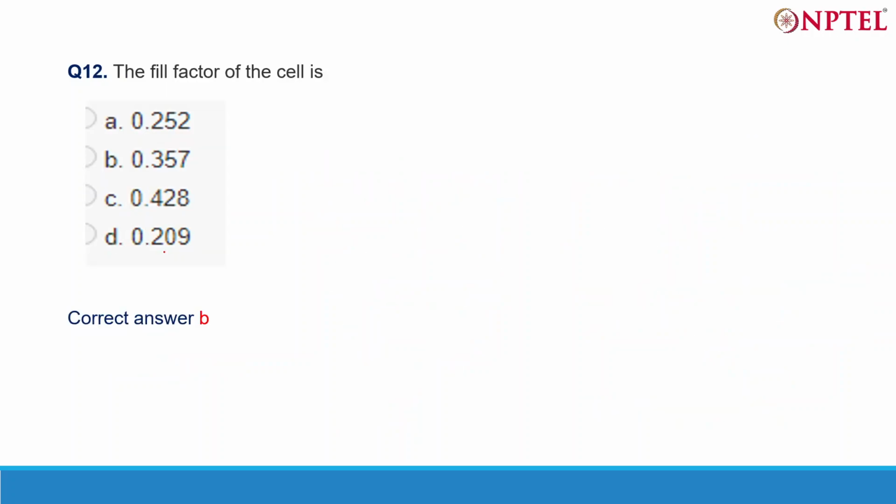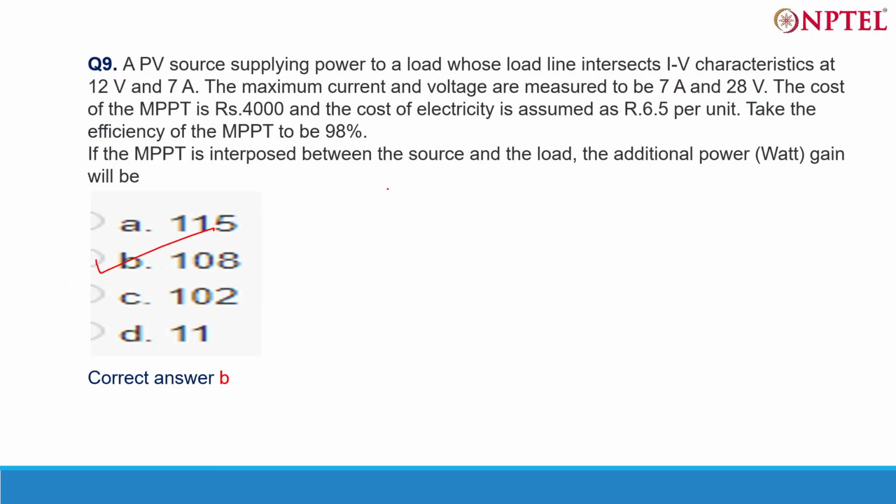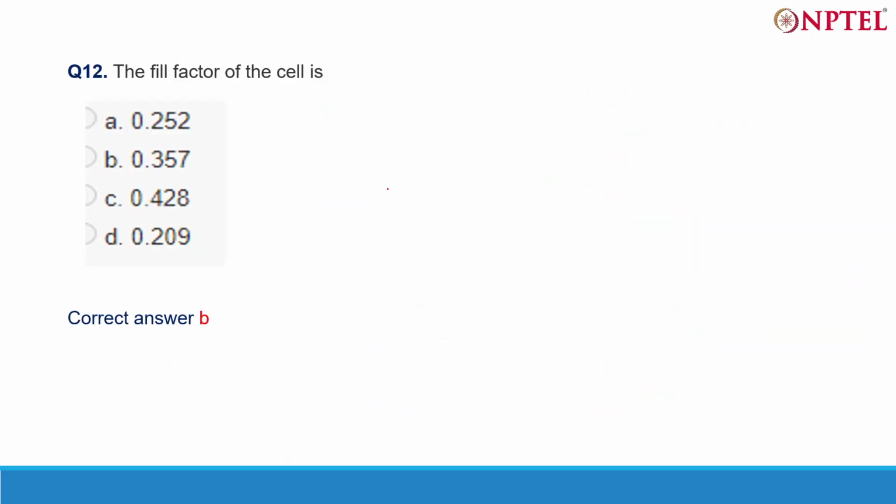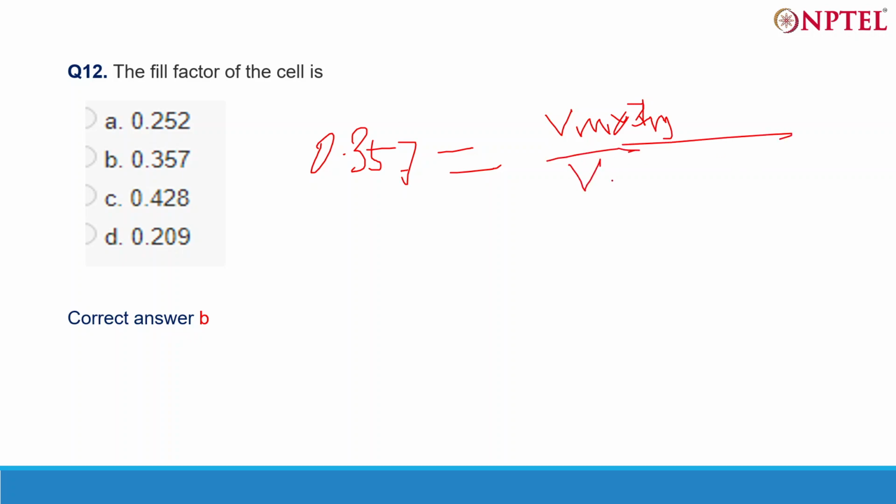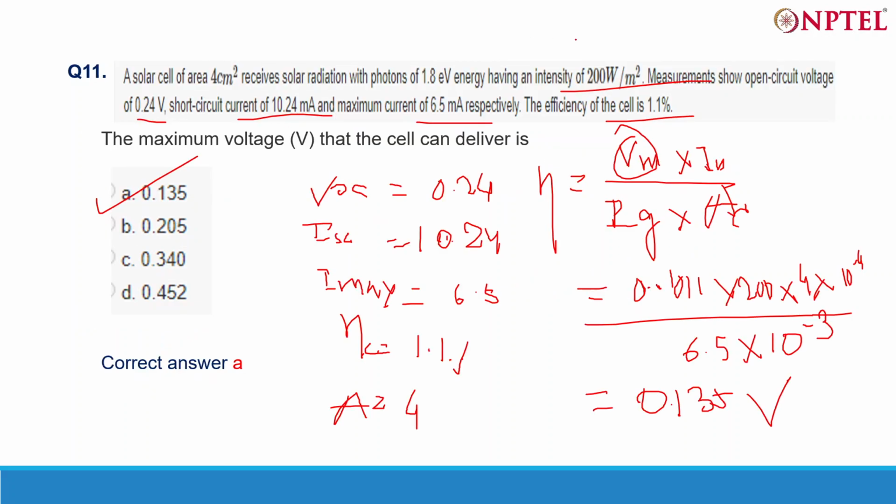Now the fill factor. We have solved a fill factor question here also. Just put the values. The fill factor will come out to be around 0.357. You know the V max, you know the I max, you know the open circuit voltage in the last question, and you know the short circuit current. So just put V max equal to 0.135. The data is given here.